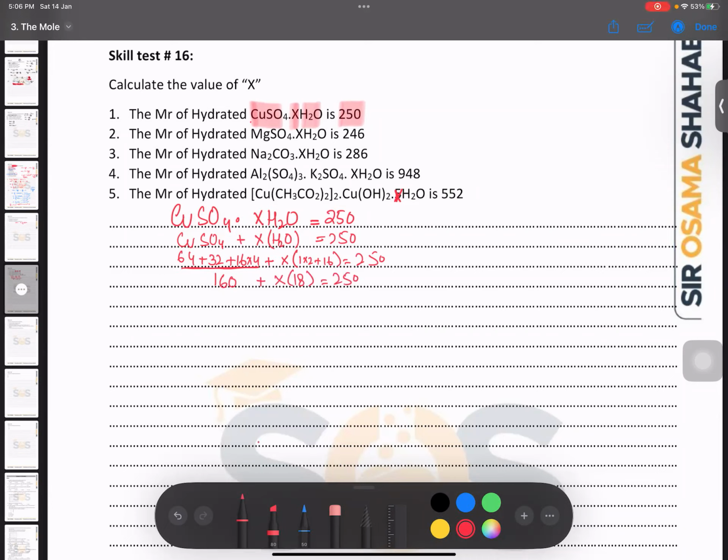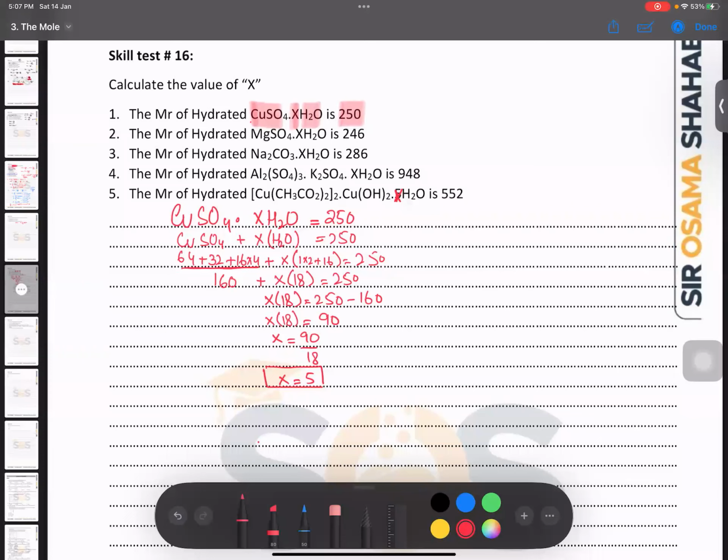We just need to send 160 over there, and then subtract it. So 250 minus 160 will give you 90. And we know that this 18 is going to multiply with X. So when it goes over there, 90, it is going to divide. So it should be 90 over 18. So it will give you the value of X, which is 5. Is it right, Bacho? Yes, sir.